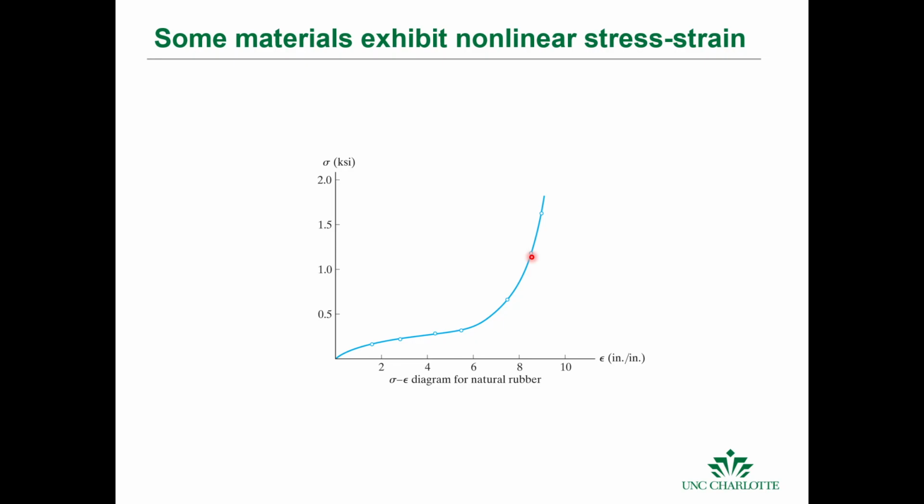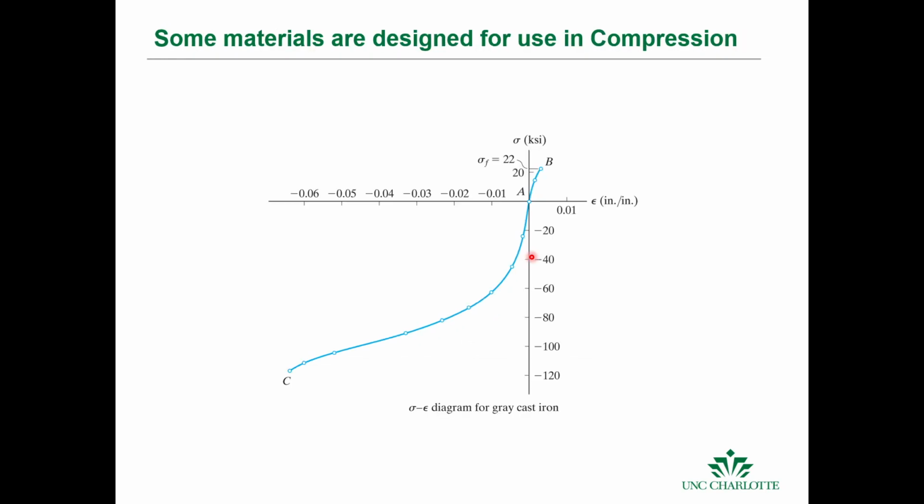Okay. Some materials exhibit nonlinear stress strain. This is just a stress strain diagram for rubber. So you have materials that are not isotropic, so they have different material properties in different directions. They're not homogeneous. And so again, the material properties will differ in different directions. So this is just an example of rubber.